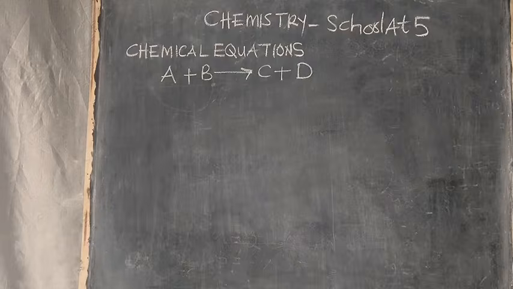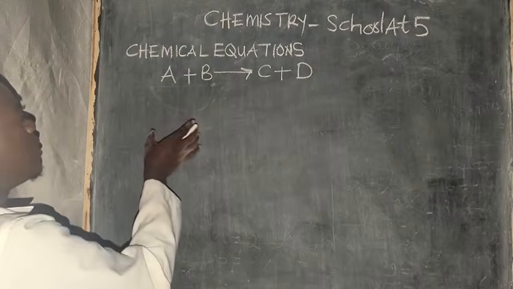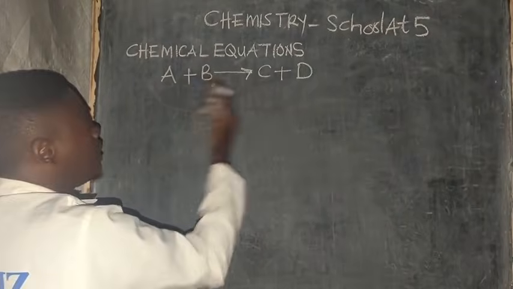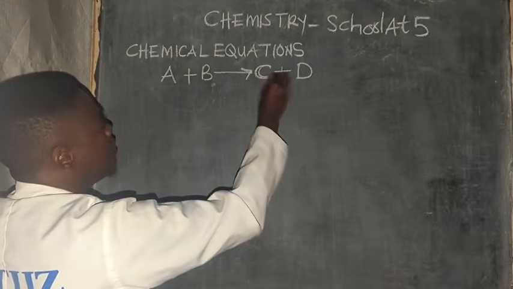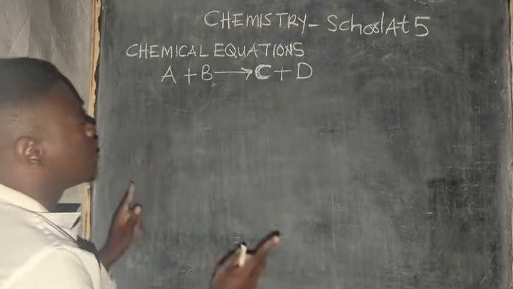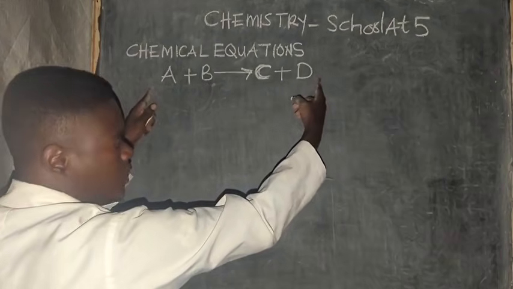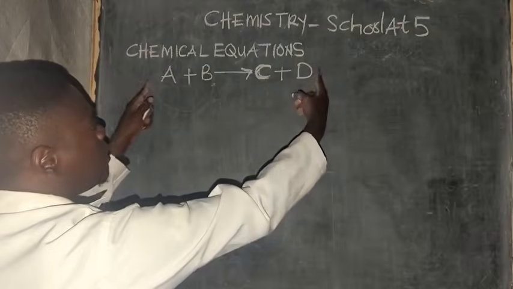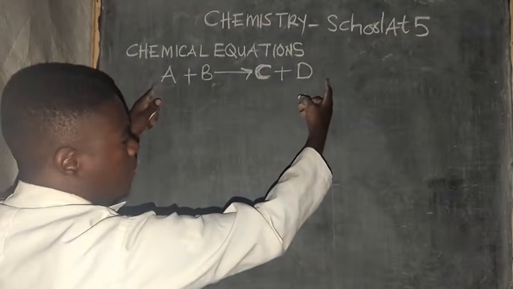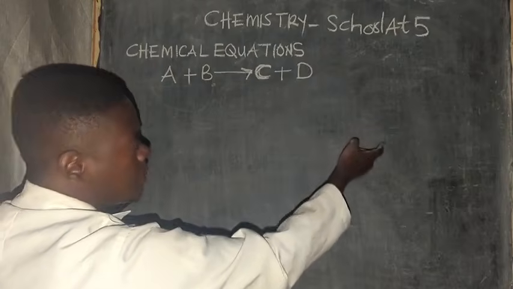Good morning. So this is an equation that you get to talk about. This one is called a chemical equation. So when A plus B react together, they get to form C and D. So mostly, these type of equations are called double decomposition. Mostly, they are called double decomposition or double displacement.